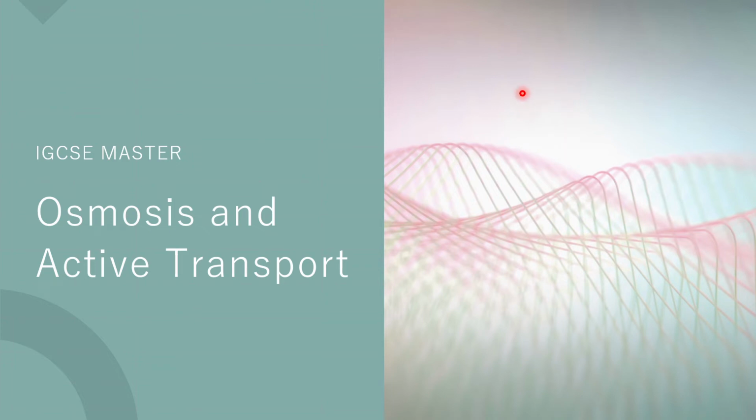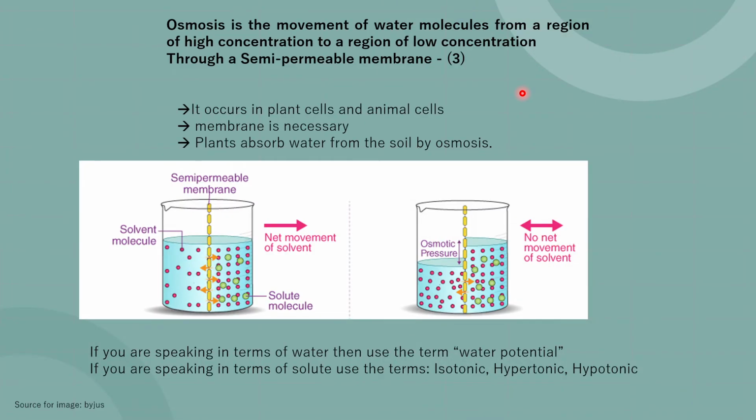In today's video we are going to be learning about osmosis and active transport. This is going to be a quick crash course for you to get good marks in this topic in your boards. Let's look at the definition for osmosis. This might go up to 3 marks for just writing a few sentences in your board paper. Osmosis is the movement of water molecules from a region of high concentration to a region of low concentration through a semi-permeable membrane. So this will go up to 3 marks.